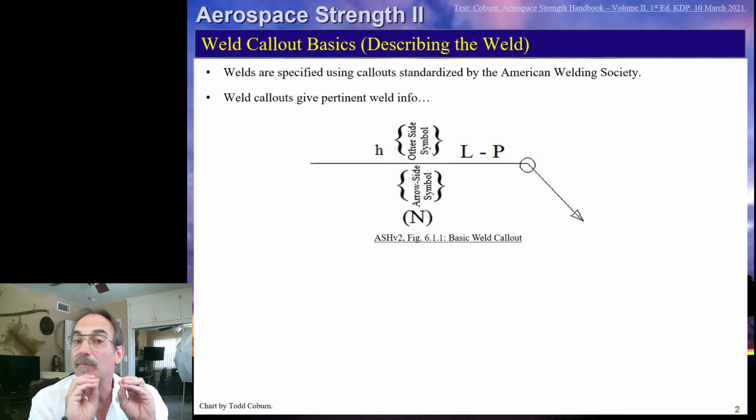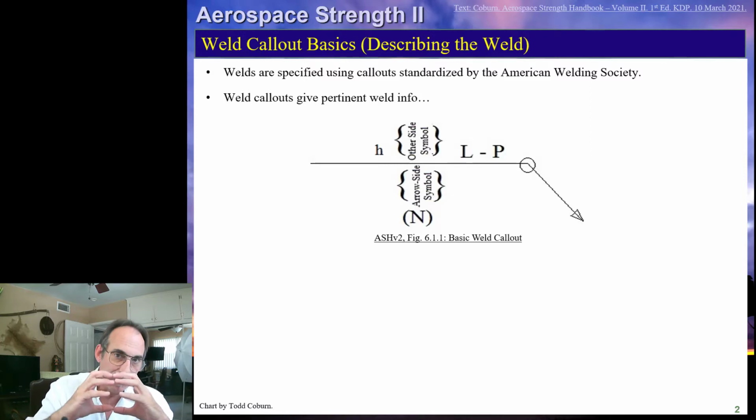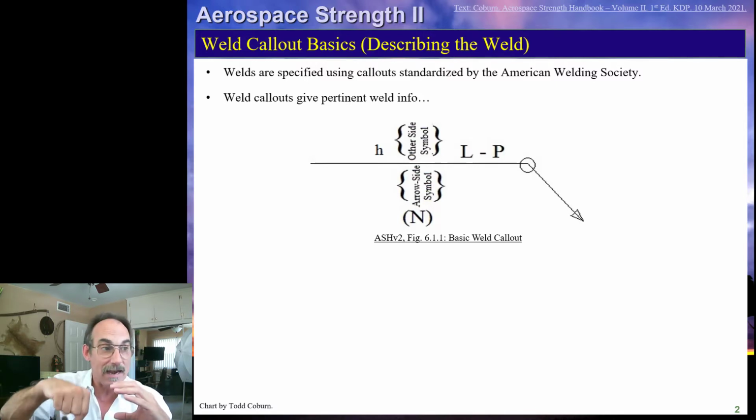You're going to see a number of pieces of information. The first piece of information we're going to look for, after we see that horizontal line and that leader line, and where that arrow is pointing, is the weld symbol. You'll notice in brackets it says this weld symbol. It could be either above that horizontal line or below the horizontal line. Now, if that weld symbol is below the horizontal line, that tells us the weld is on the arrow side, or right wherever that arrow is pointing, that's where the weld goes.